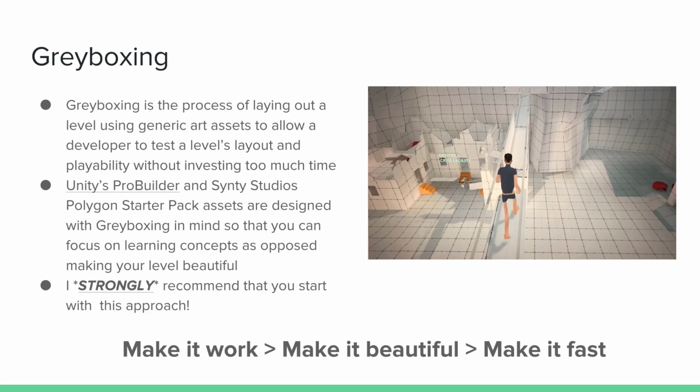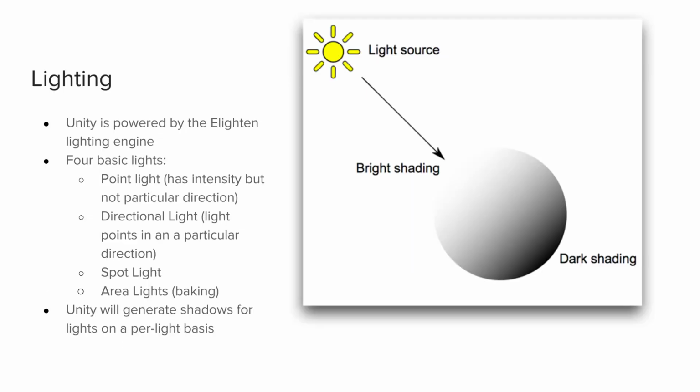Once you start making your level beautiful, your brain is going to switch into making everything aesthetically pleasing as opposed to making sure your game works properly. So I strongly recommend that you work with prototyping objects. You start with grayboxing, make it work, then make it beautiful, then make it fast. In that order, that's the best way to build a game.